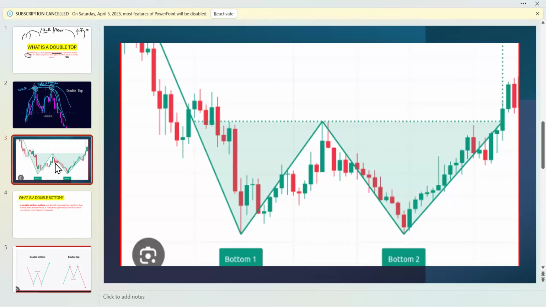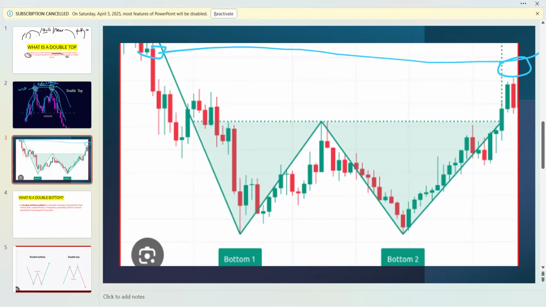Now, another double top you see here, same thing. Double top here. The price failed to reverse. Anytime you see a double top, the stock has a chance to go down.